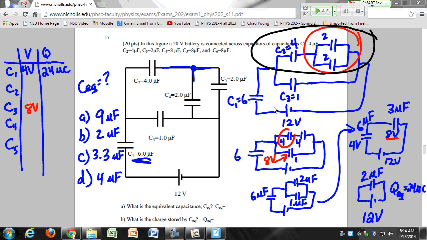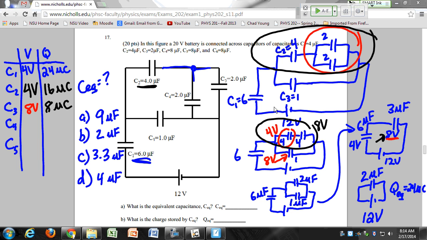This capacitor has what? Has 4 volts on it. Right. We know that these 2 capacitors combined have 8 volts because this capacitor had 8 volts, and so we know that those split that 4 volts. So that 4 microfarad capacitor is C2, so it's 4 volts, which is going to give it 16 microcoulombs. And C3, which was 1 microfarad, will have 8 microcoulombs. I'm just doing C times V here to get the charge.